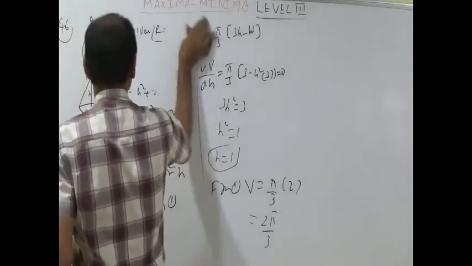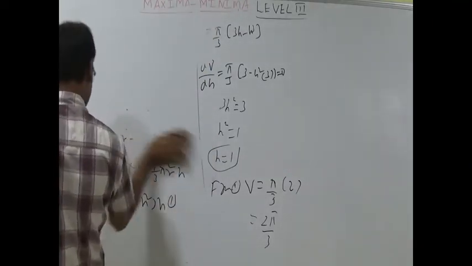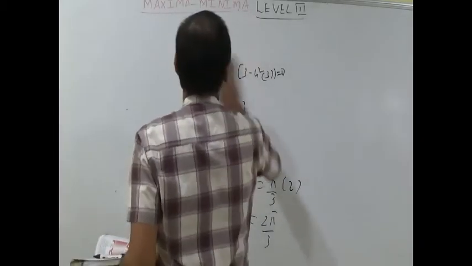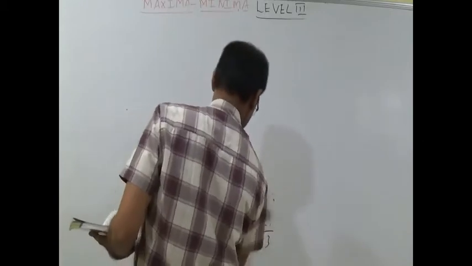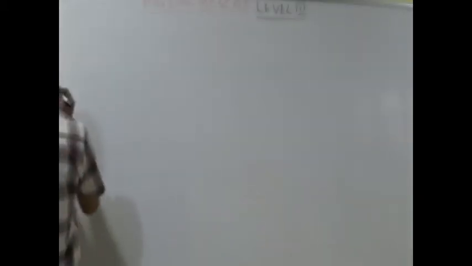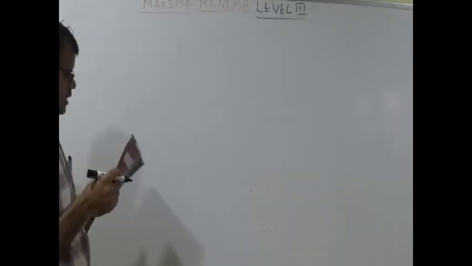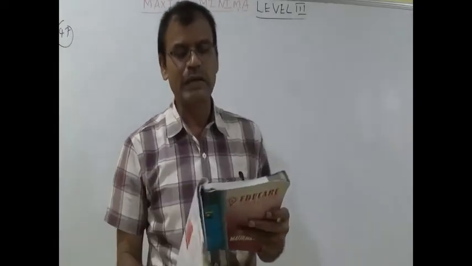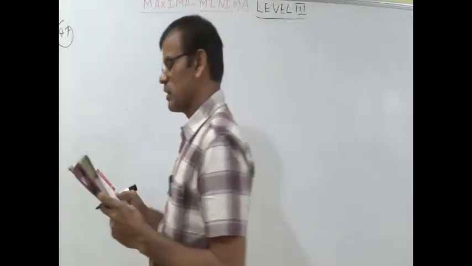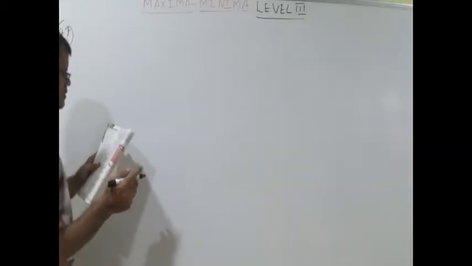Now, let us discuss the 47th question. What is the 7th one? The lateral edge of a regular hexagonal pyramid is 1 centimeter. If the volume is maximum, then the height must be.